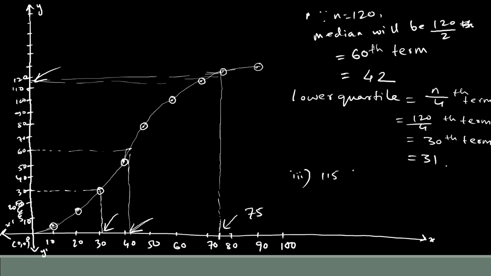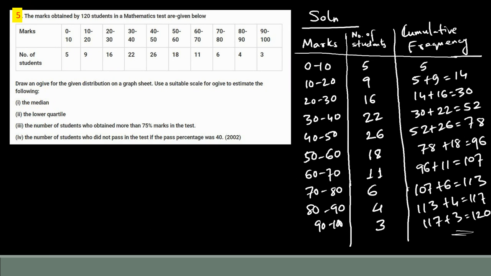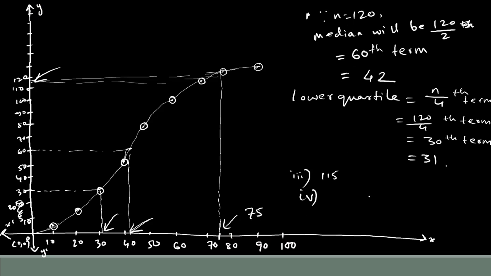I'm just giving you numbers here, some number, and I will give you the exact answer. Just first understand how to do the problem. And the last one was the number of students who did not pass the test if the pass percentage was 40. Let's see, if the percentage was 40, how many students did not pass the test?